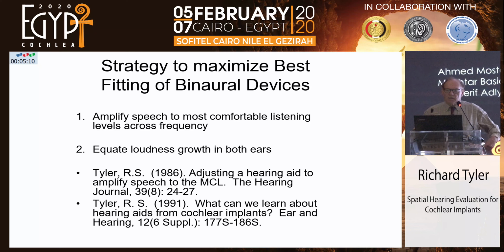So the strategy to fit binaural devices and to amplify devices appropriately that is used in hearing aids and has been used in cochlear implants for many years, I think is wrong. I think that instead of using the hearing thresholds to determine what the gain should be, we should be measuring the most comfortable listening level in hearing impaired people and cochlear implant people, and use that to make sure that speech perception is being amplified to the MCL in that individual, not based on average data.